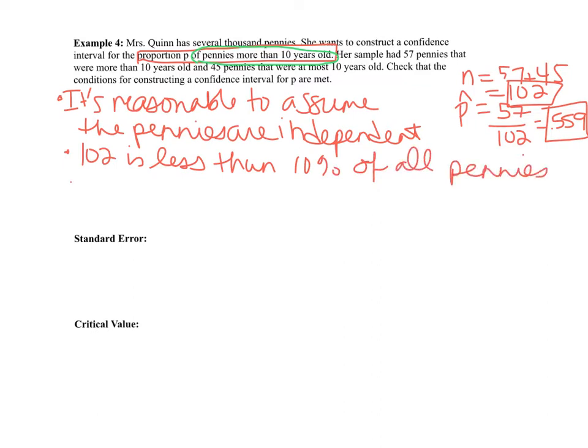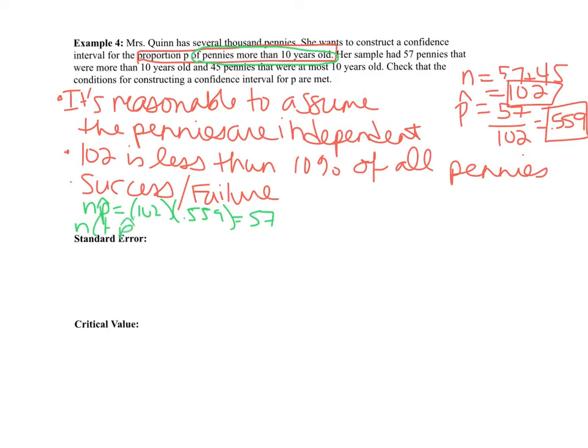Okay, the last thing is our success failure condition. And in this case, we are going to use n p hat. What you're going to find is, this is a nice little trick, by the way, you actually are going to get 57, which you might notice is what they actually started with. The n times 1 minus p hat is a similar idea. You are actually going to get the 45, which is what they gave you for the failure. So the success in this case was the 57 pennies. The failure was the 45. And both of these are at least 10.